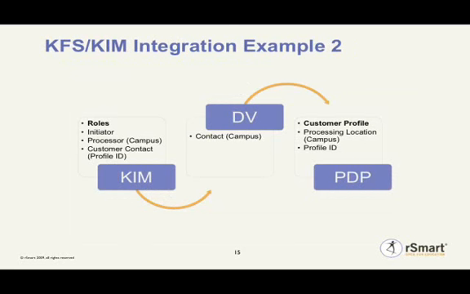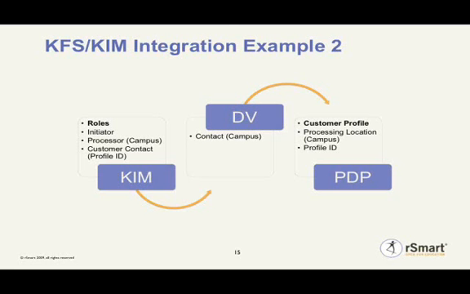The second example is a little bit complicated. So I'm going to talk about this a little bit on the screen, and then I'm going to show you how that works in actual documents. This talks about how the disbursement voucher document receives the campus code, which ties to who can process the payment in PDP.